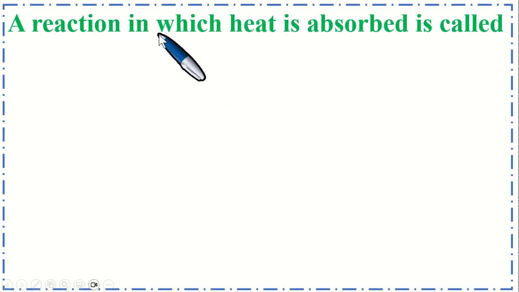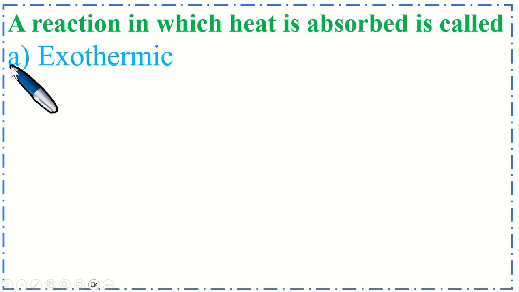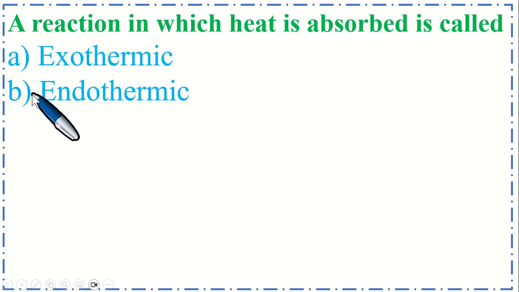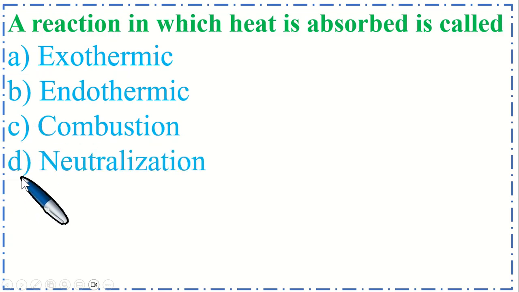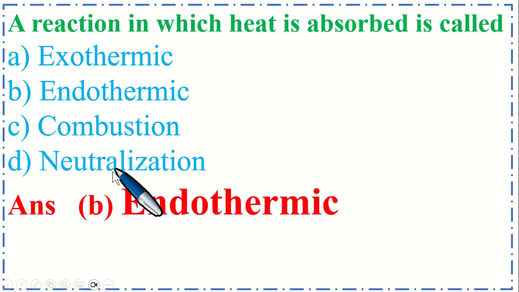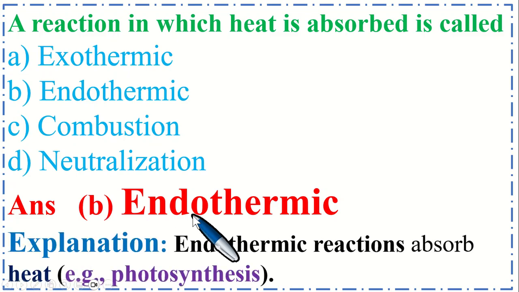A reaction in which heat is absorbed is called: option A, exothermic; B, endothermic; C, combustion; and option D, neutralization. So the correct option is B, endothermic. Endothermic reactions absorb heat, for example photosynthesis.